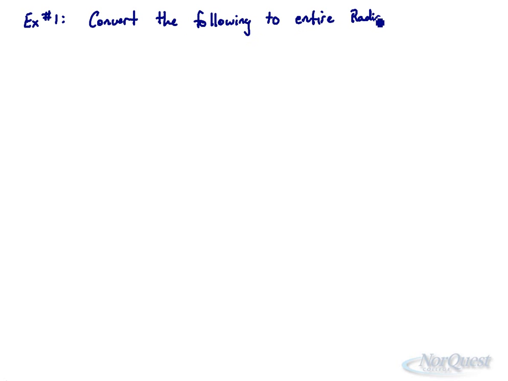But our first example, what we're going to go through is just a quick conversion between, let's convert from mixed to entire radicals. So convert the following to entire radicals. And what do we mean by an entire radical? That means all the numbers are inside the radical sign. These are actually quite quick to do.